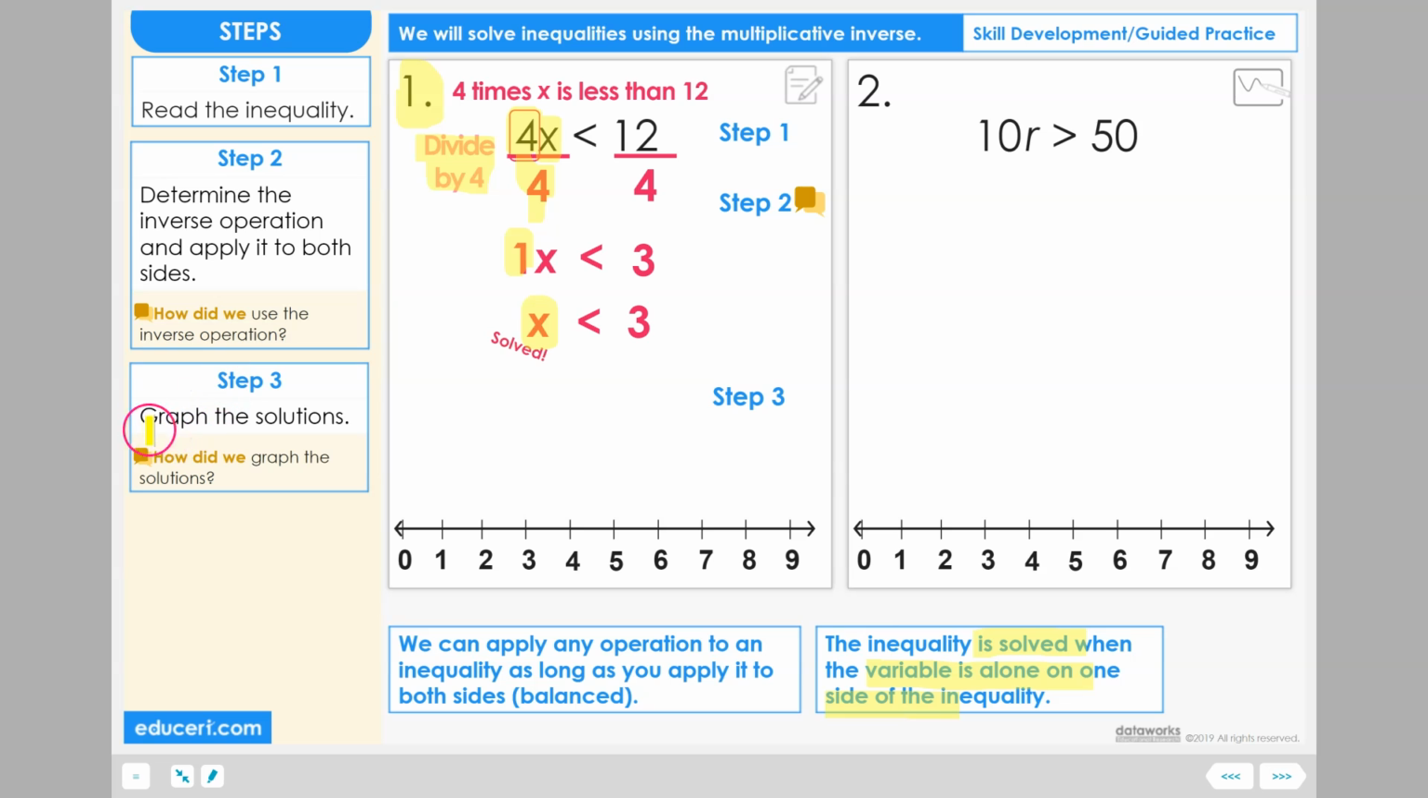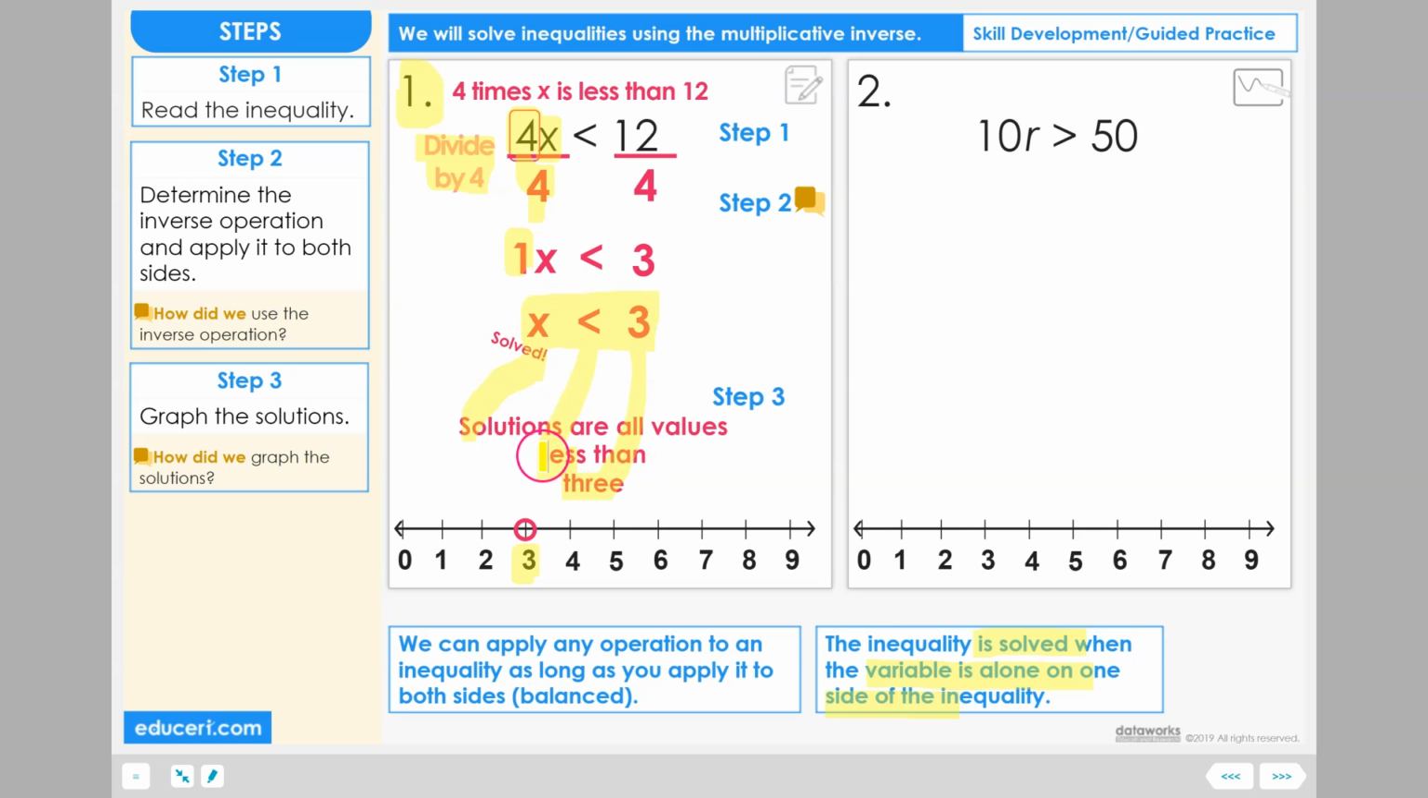Step 3. Graph the solutions. Remember that an inequality doesn't have just one solution but infinitely many solutions, and the graph is created from this solved inequality statement. We read the variable by saying solutions are all values less than 3. So our starting point is going to happen at 3, and we will use an open circle because 3 is not included in the solution. 3 is not less than 3.